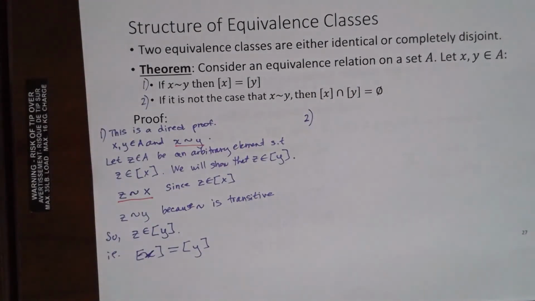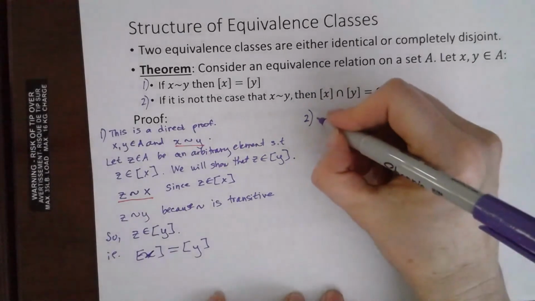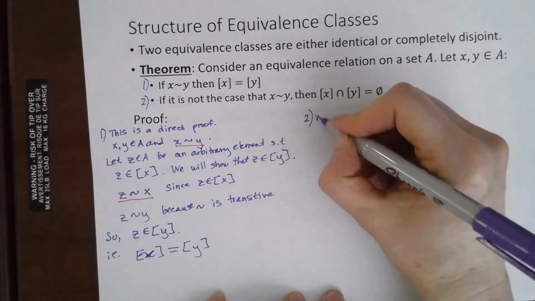Number two says it is not the case that X is related to Y. Okay, so whenever you see it is not the case, probably direct proof is not the way that we want to go. Any ideas what kind of proof? So maybe contrapositive or maybe contradiction, right? So one of those two. We'll do a proof by contradiction. So for the second one, we're going to use a proof by contradiction.